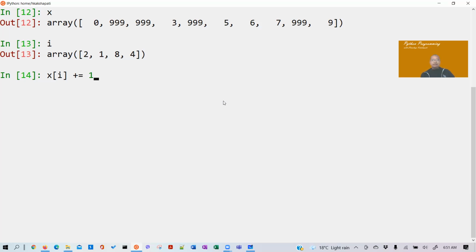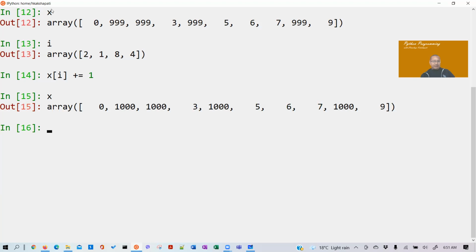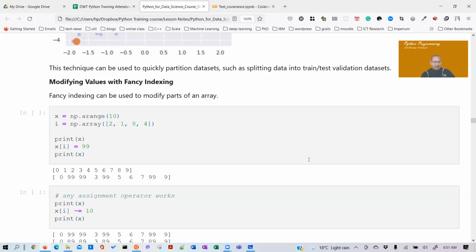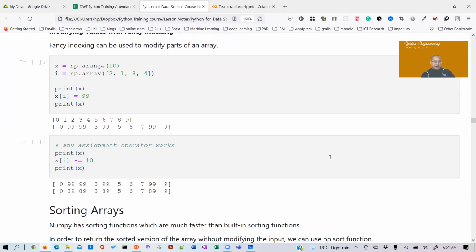999 was 1000. Very good. Okay, so 999, so 1000 only one. Basically, index 2 gets 1 added, and this is my assignment. So it's quite obvious, right? Okay, all right. So likewise, I can do the same thing.